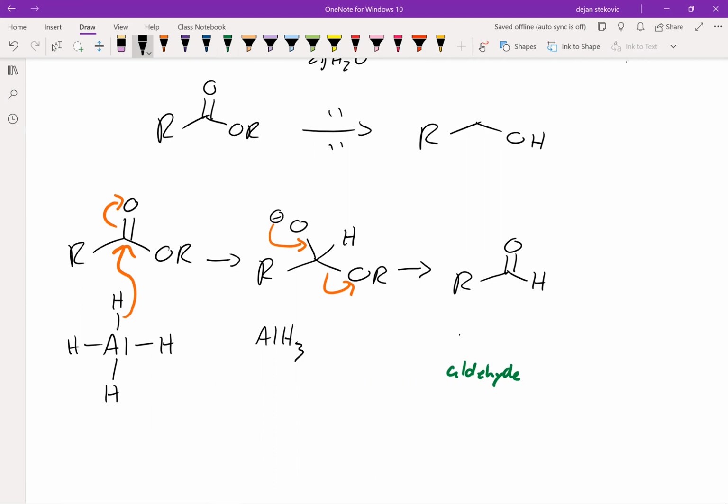However, we can't stop here. We need to continue our reaction, and we will actually reduce further. So again, we're just going to add another H here. And then finally, we just reprotonate to form our alcohol.